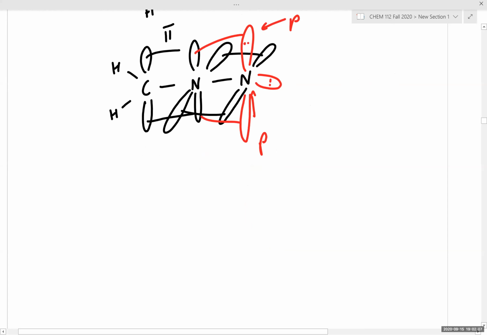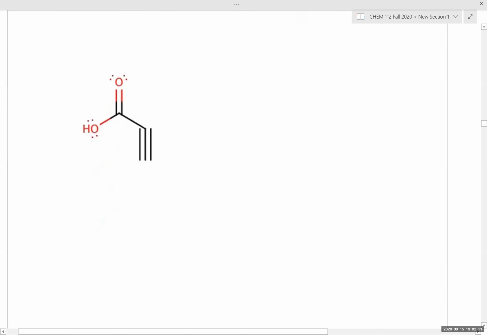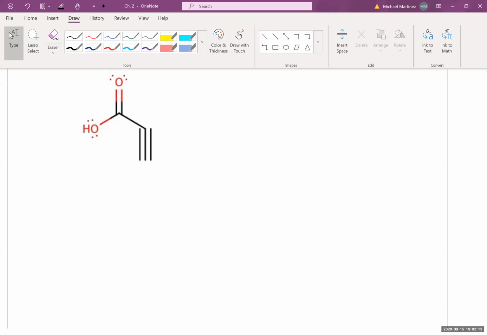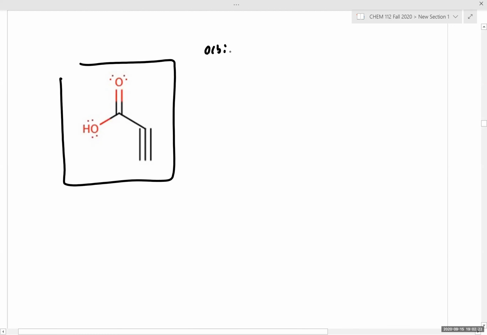Perfect. So let's keep going now. And I'd like you to draw some resonance structures for the following molecule. So I'd like to see an orbital diagram, and I'd like to see some resonance structures.